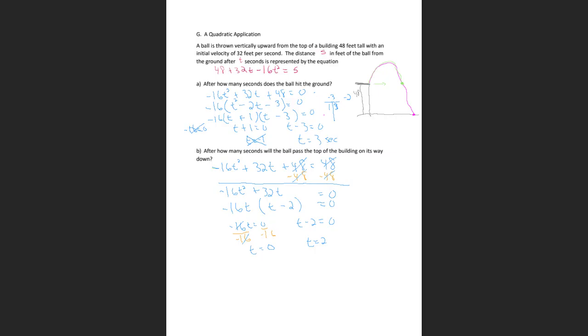But remember, this is time, 0 seconds and 2 seconds. Which one would actually answer this question? 0 would mean we're still on the building. So when it passes by the building, it would actually be the 2. So the 2 seconds would be when it passes by the building on its way to the ground.